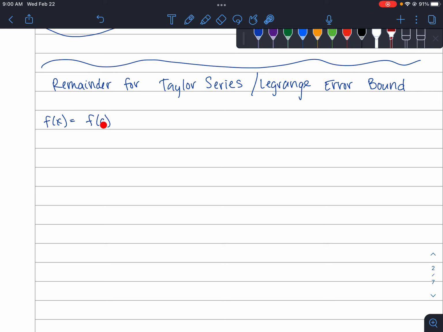So c is the center of where you're approximating your function, your polynomial. So a sub 0 is f of c. Then the next term, we would take the first derivative and divide it by 1 factorial. That's just going to be 1. And then multiplied by x minus c, so wherever it's centered at.